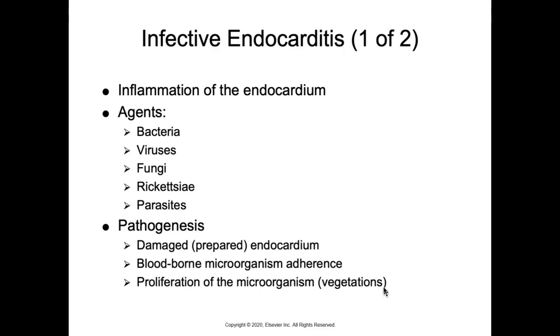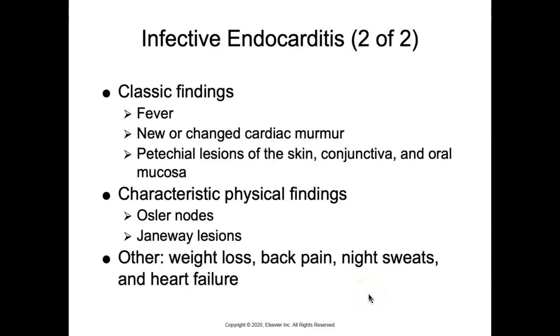So the classic findings here are going to be a fever, a new or changed cardiac murmur, and petechial lesions on the skin, conjunctiva, and oral mucosa. And some characteristic physical findings are going to be these Osler nodes, which are these painful red nodules on the pads of our fingers and toes, or the Janeway lesions, which are not painful and are hemorrhagic lesions on the palms and soles of our feet. And other manifestations include weight loss, back pain, night sweats, and heart failure.